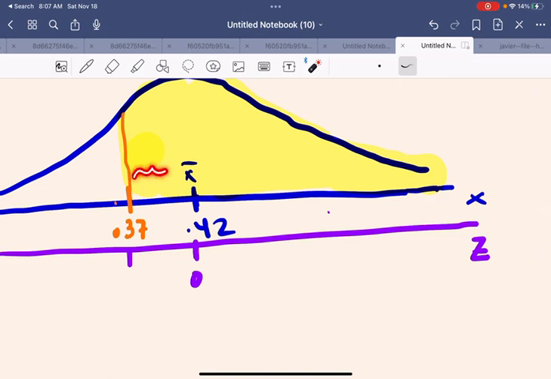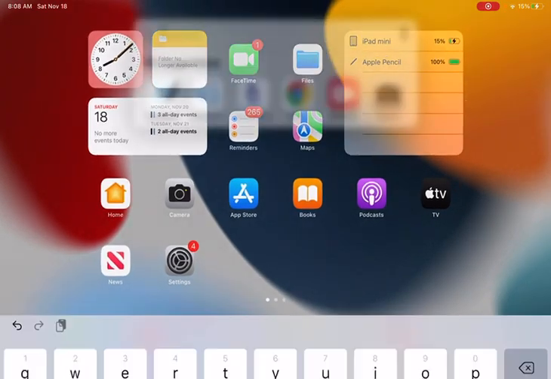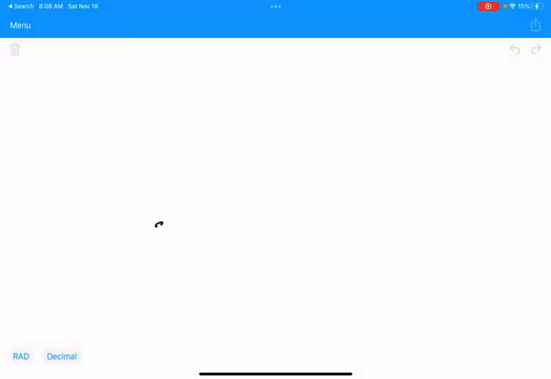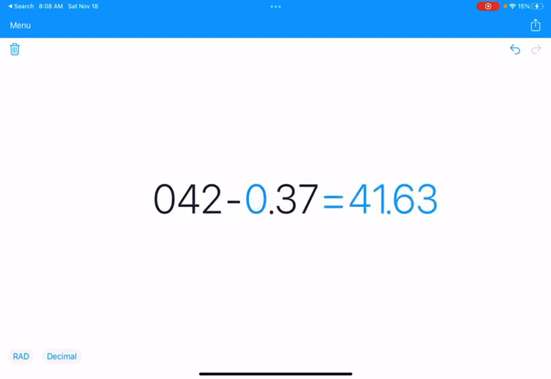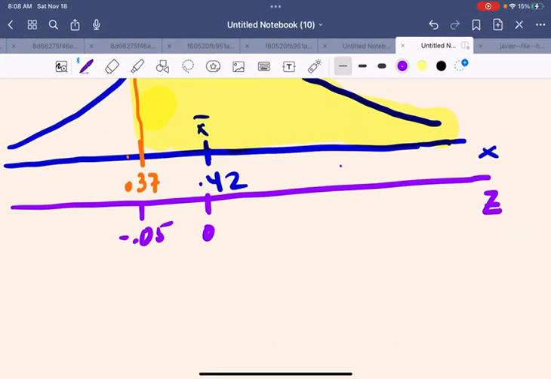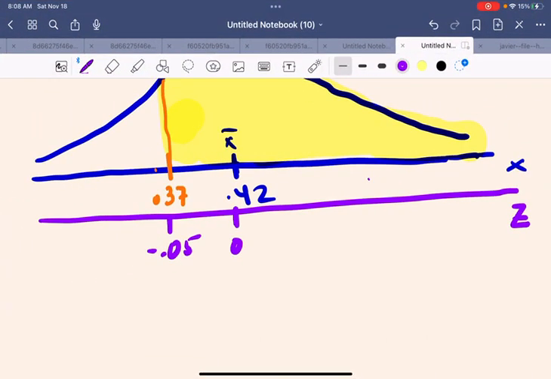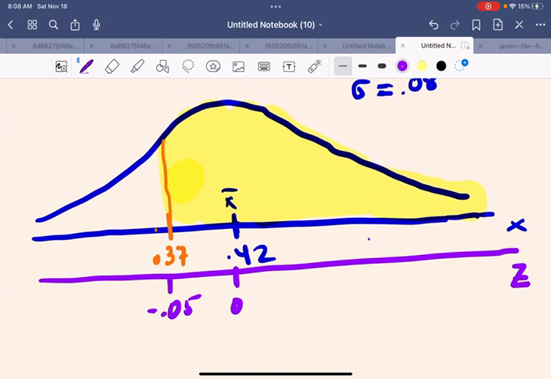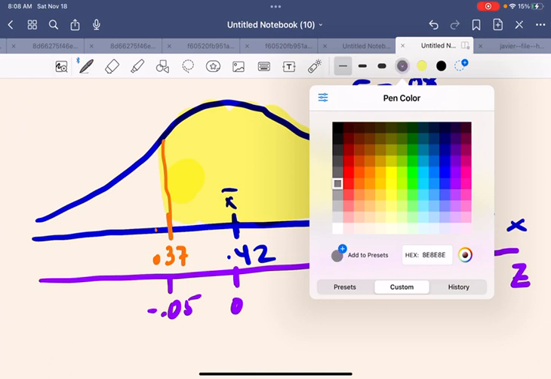This distance here would be 0.42 minus 0.37. That's pretty easy to do. That's 0.05. So this would be negative 0.05. If not, you could do it on your calculator. Obviously, you don't need that, but what we're doing is 0.42 minus 0.37. Okay, so that's how we get this distance is 0.05. This distance is, let's change colors again.